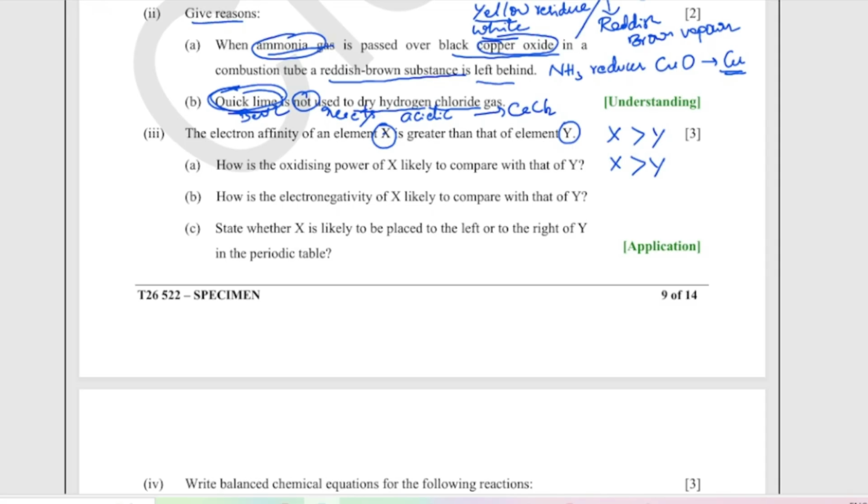And similarly, when electron affinity is higher, electronegativity will also be higher for X. So electronegativity for X is again greater than Y. State whether X is likely to be placed to the left or right of Y in the periodic table. As we know, electron affinity increases from left to right. So X must be placed to the right of element Y in the periodic table. So first comes Y, then X. Right. Next question.